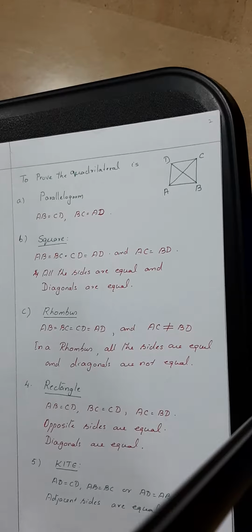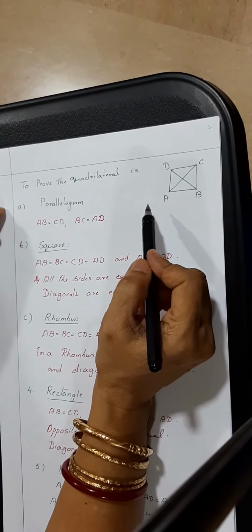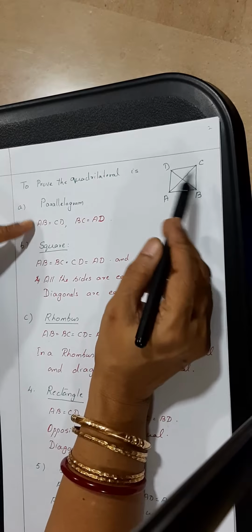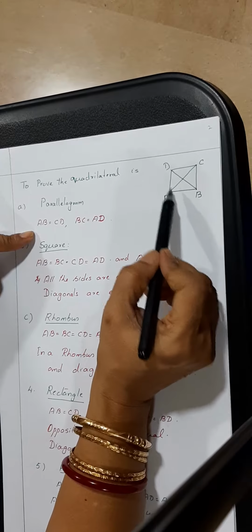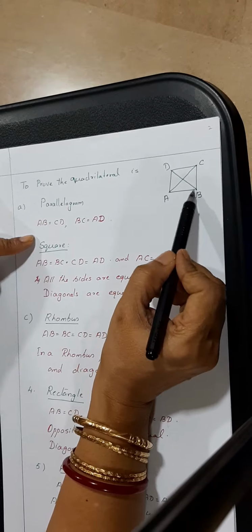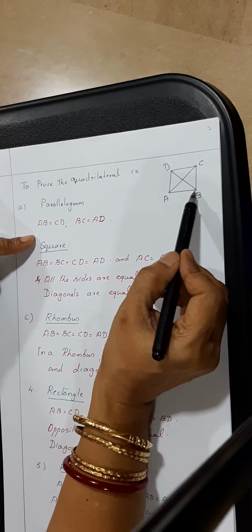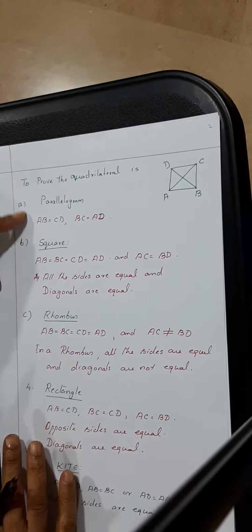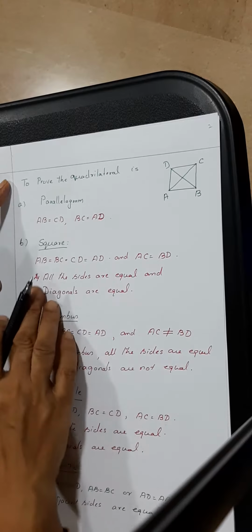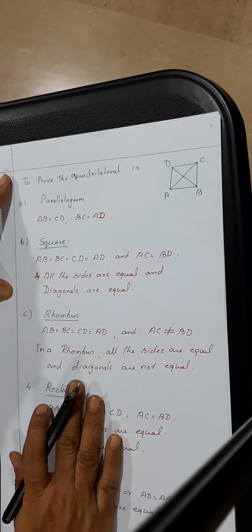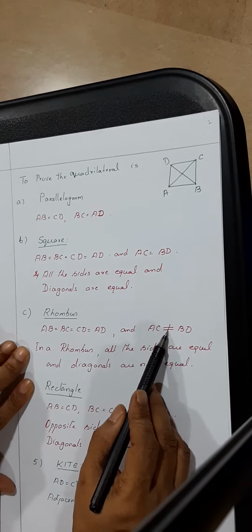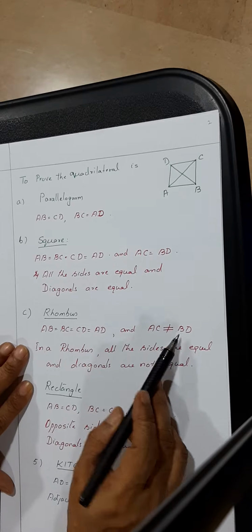So, to prove a quadrilateral is a parallelogram, the previous problem we did how to prove it is a square. Suppose you have to prove it is a parallelogram, A, B, C, D are the 4 vertices. If you are able to prove AB is equal to CD and BC equal to AD, then you can say it is a parallelogram. The square we just now did. Now, coming to rhombus, you have to prove all the sides are equal and the diagonals are not equal. If the diagonals are equal, then it becomes a square.